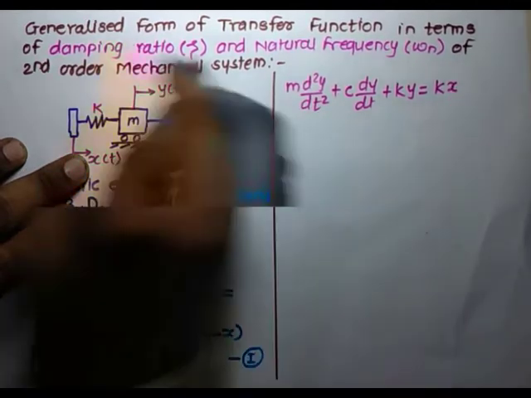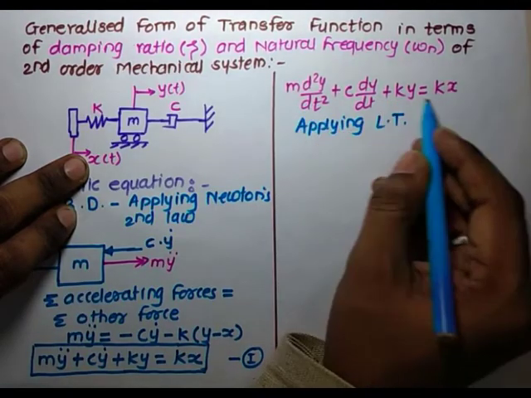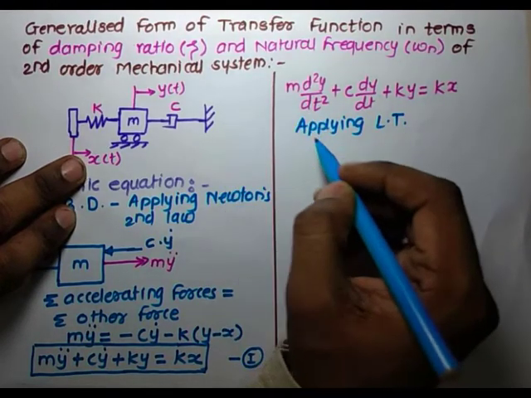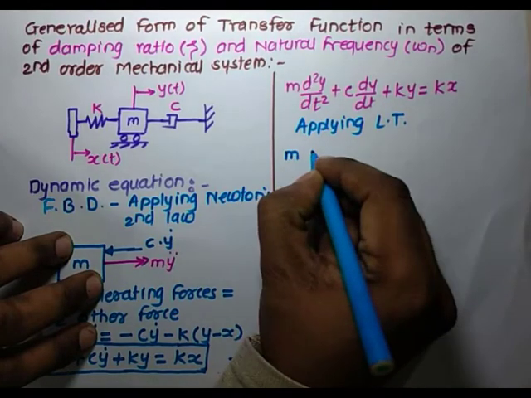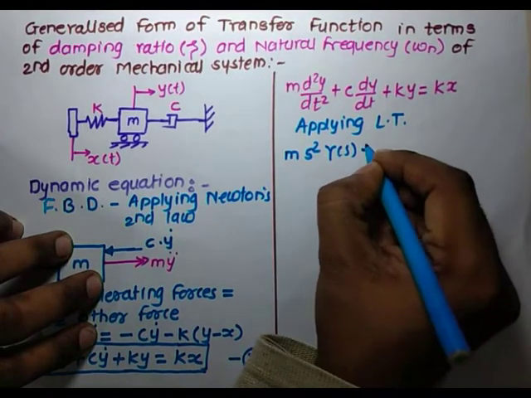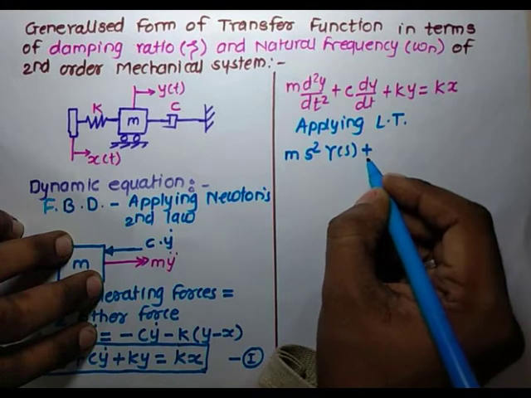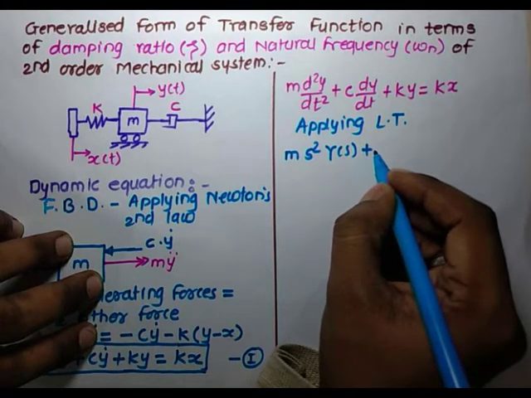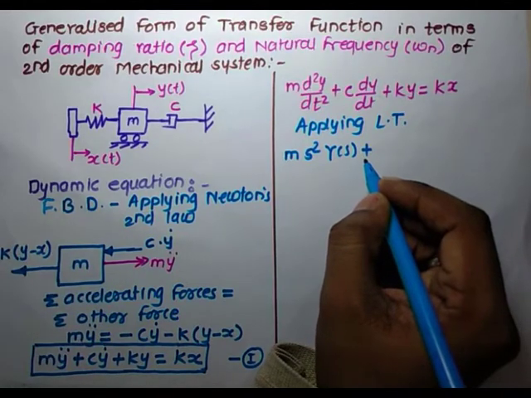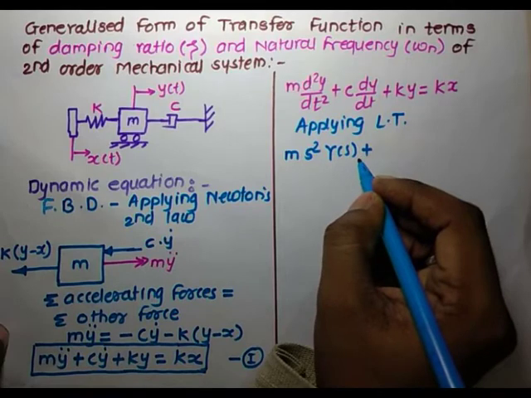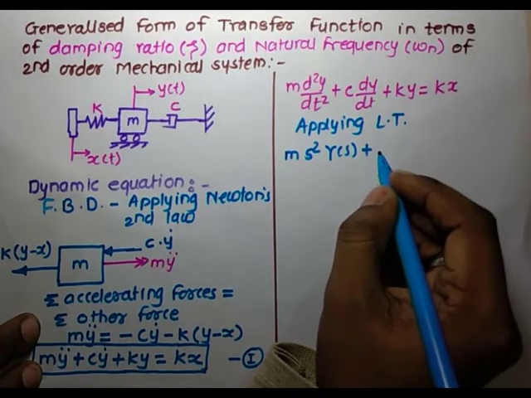Now by applying the Laplace transform to the differential equation of the given system, as we discussed in the last numerical, we'll get m s square Y of s plus. Okay, the next terms will get cancelled out because we are applying the initial conditions. As per the definition of transfer function, the transfer function is the ratio of Laplace transform of output to the Laplace transform of input, considering all initial conditions set to 0. So after setting the initial conditions to 0, these terms will get cancelled.